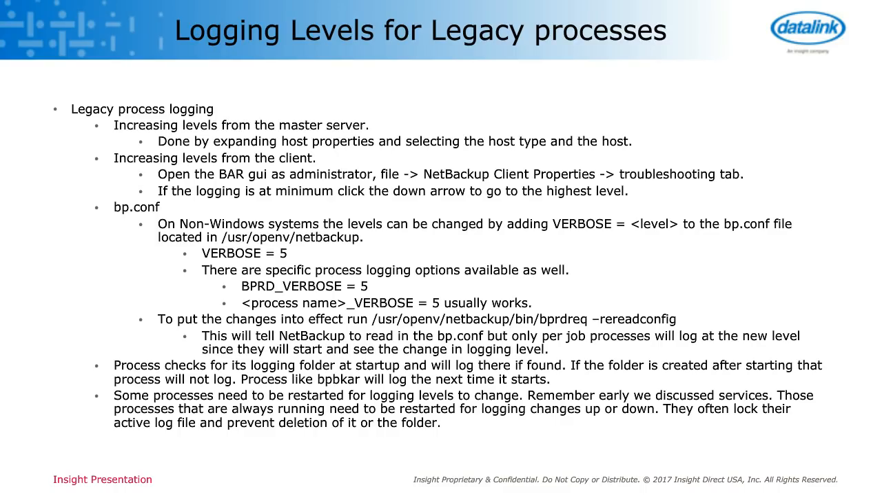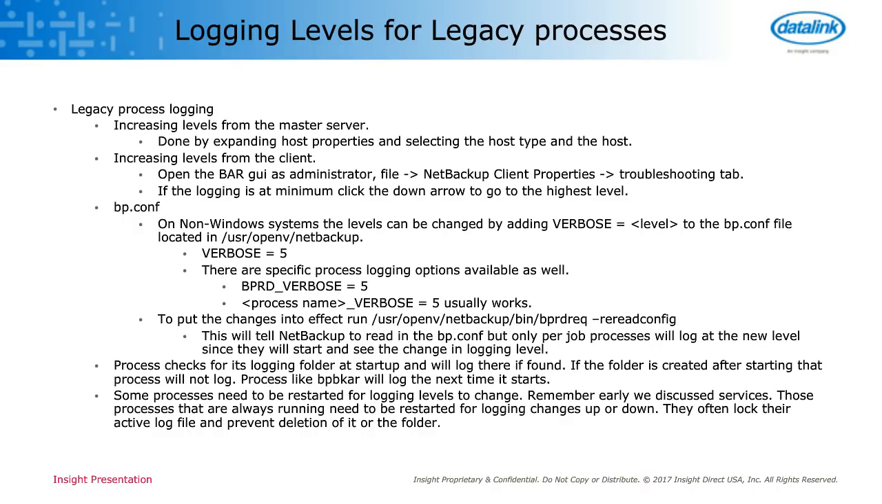So we can increase the log levels from 3 locations for the legacy processes. We can do this from the master server. This is done by expanding host properties and selecting the host type and then the host. So if we're logging legacy processes on the master, we're going to choose master server under the host properties, and then we'll pull up the properties for the master server and increase our verbosity there. For clients, we'll go host properties, expand out clients, locate our client, pull up its properties, and adjust the logging from that level.